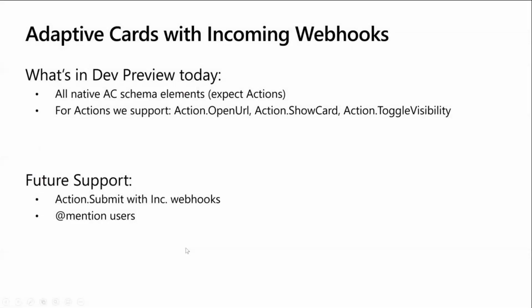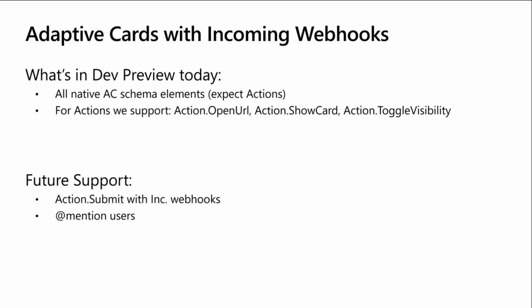So what is in dev preview today and what's supported? All native adaptive card schema elements except actions will work. Within action support, we will support action.openURL, action.showCard, and action.toggleVisibility. And as I mentioned, we'll share this as part of this community con blog post, but we will be sending another few blog posts within a few weeks that detail all of this, what's supported, the documentation, and how to enable it.